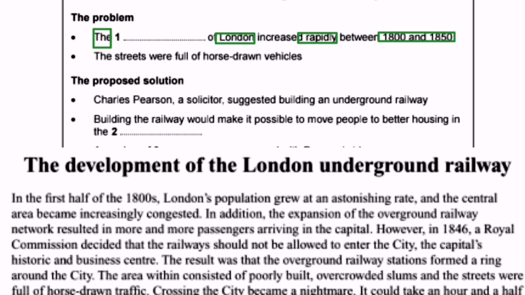We have to be careful that in the reading passage, the years may be written as they are written in the summary, or there may be a hint that may refer to 1800 and 1850. 1850 is the first half of the 1800s. So let's go to the reading passage to find the answer to question number 1.